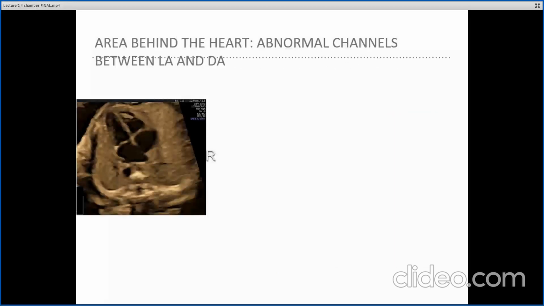Now, the last part of our discussion, we shall focus on the area behind the heart. So this is a normal heart in which in the area behind the heart, that is behind the left atrium, we see only the descending aorta. So the only structure behind the left atrium and the spine is the descending aorta. We can also see the pulmonary veins joining the left atrium.